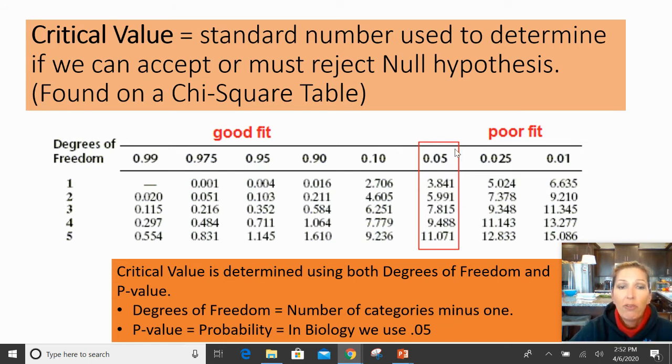But it's the 0.05. They do give you a 0.01. But again, that's just to see if you know how to use this chart. Always, always, always 0.05 is where we find our critical value.